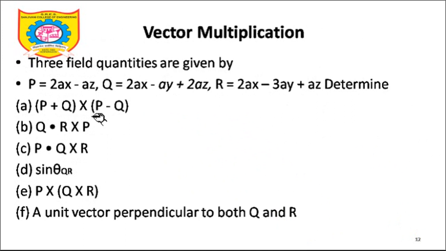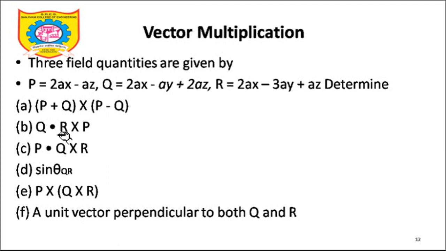See, three field quantities are given by P bar is equal to 2AX bar minus AZ bar, Q bar is equal to 2AX bar minus AY bar plus 2AZ bar, and R bar is 2AX bar minus 3AY bar plus AZ bar. Determine (P plus Q) cross (P minus Q). So first of all you add them. It will become 4AX bar minus AY bar plus AZ bar crossed with (P minus Q). If you do that, just try to calculate an answer. I am not going to solve it because you already know these things. How to solve, I am going to tell you.